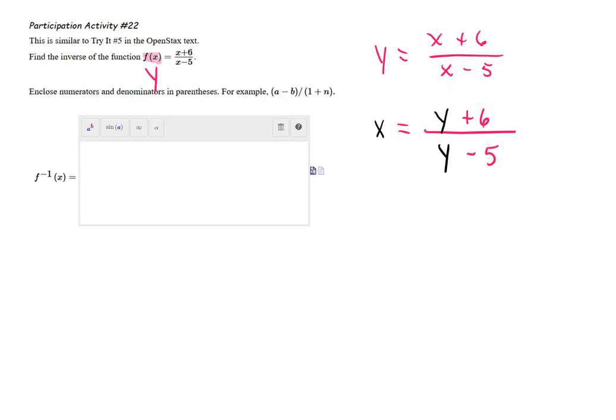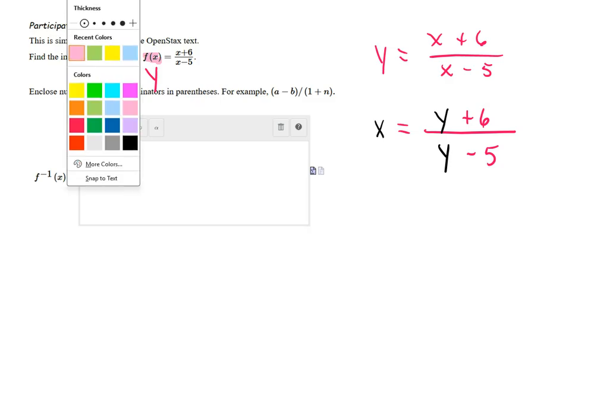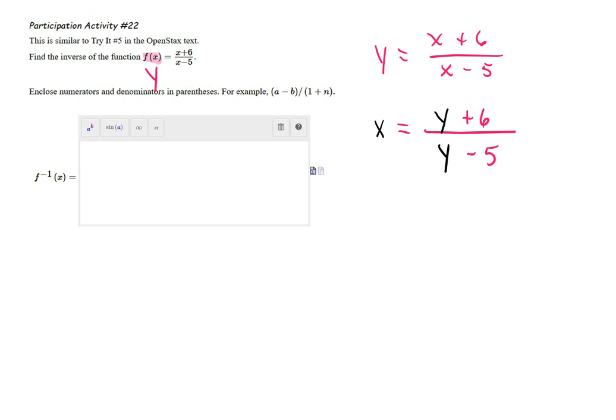That's the easy part. The hard part is you've got to solve this for y, because they're asking you over here to put it in functional notation, the inverse of x, which will be the y over there. So you've got to solve this for y. I've got more than one y in the equation.